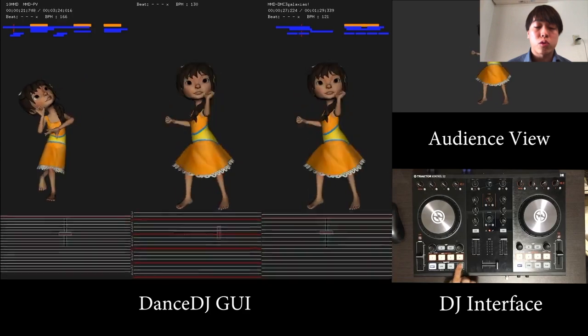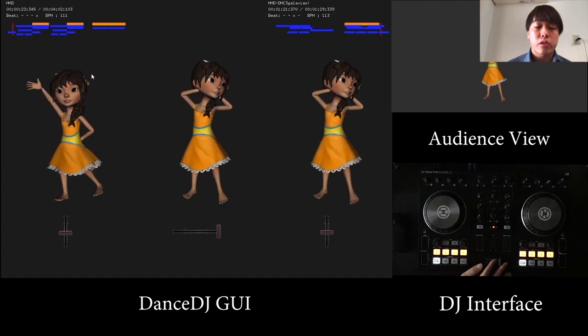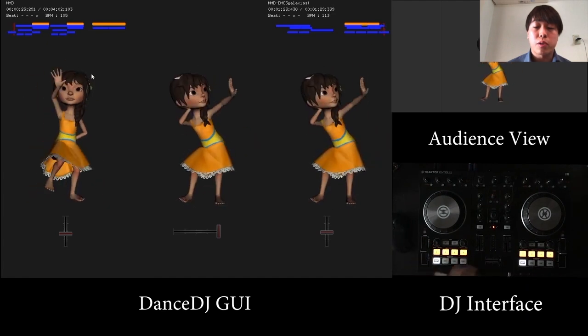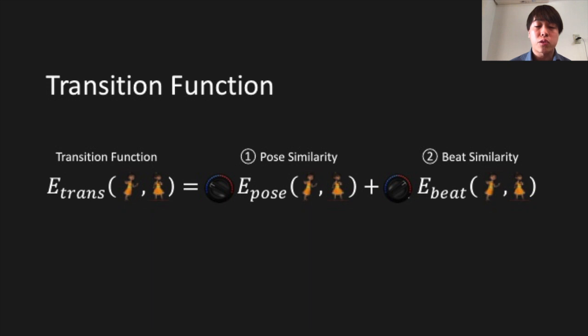Turntables are used to control the dance frame by frame. When users try to switch the character at a frame where the music and poses are completely different, corruption happens at that frame. To find the naturalness of a transition, we have introduced transition functions.